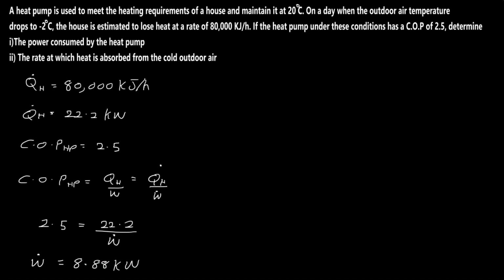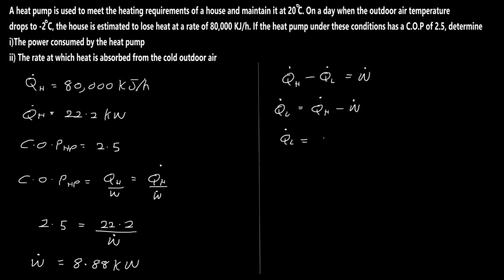To calculate the rate at which heat is absorbed, Q̇L, we use Q̇H minus Q̇L equals Ẇ. So Q̇L equals Q̇H minus Ẇ. And we obtain Q̇L as 13.32 kilowatts.